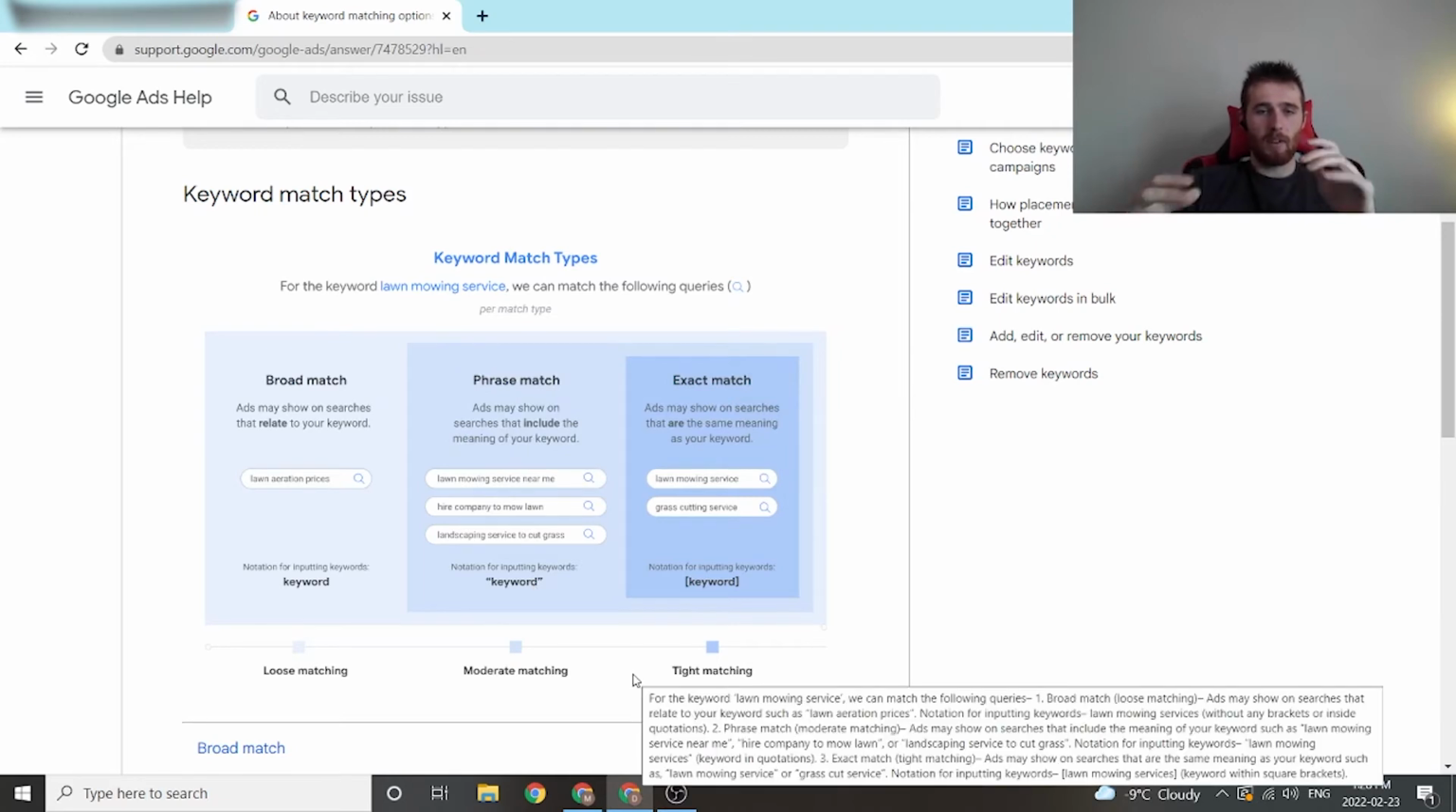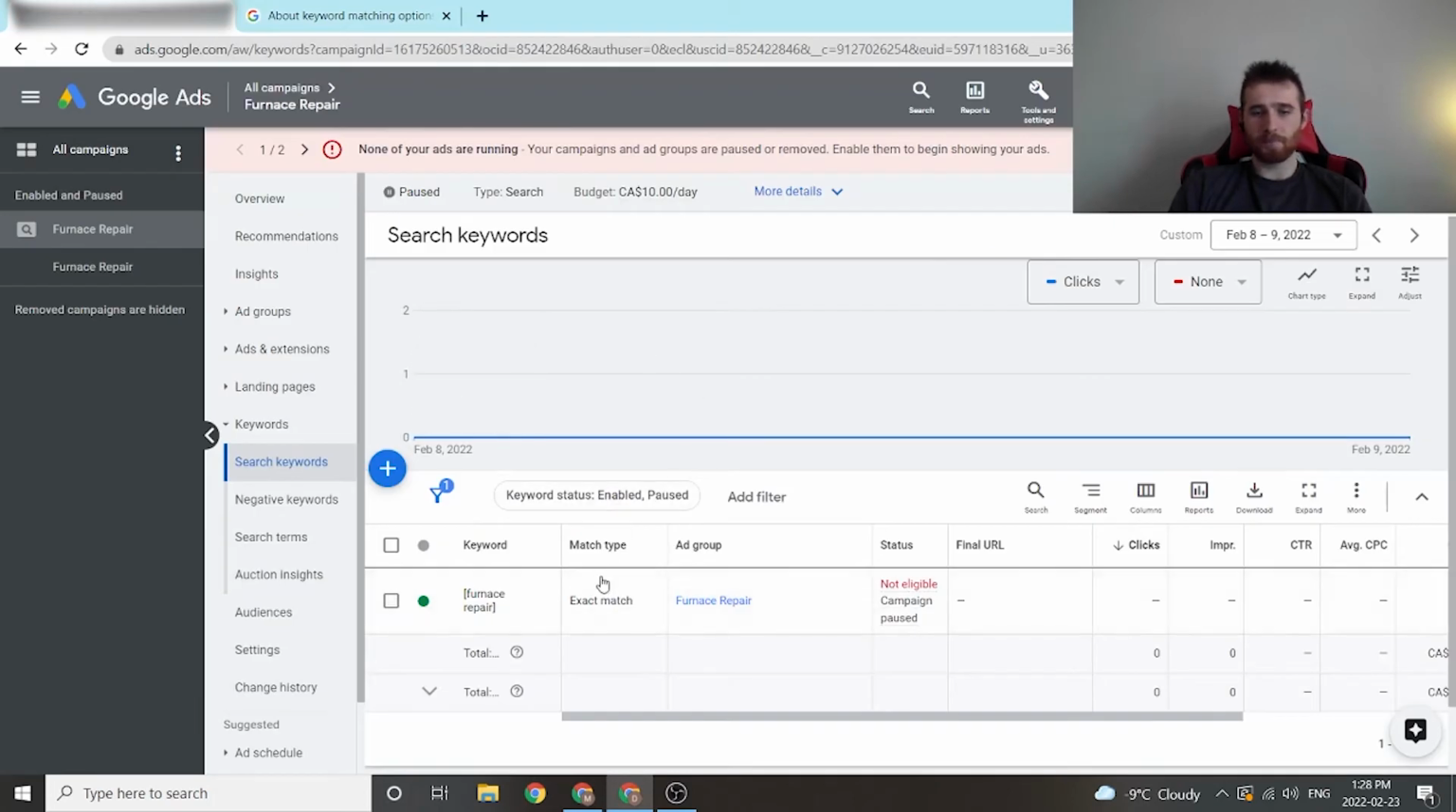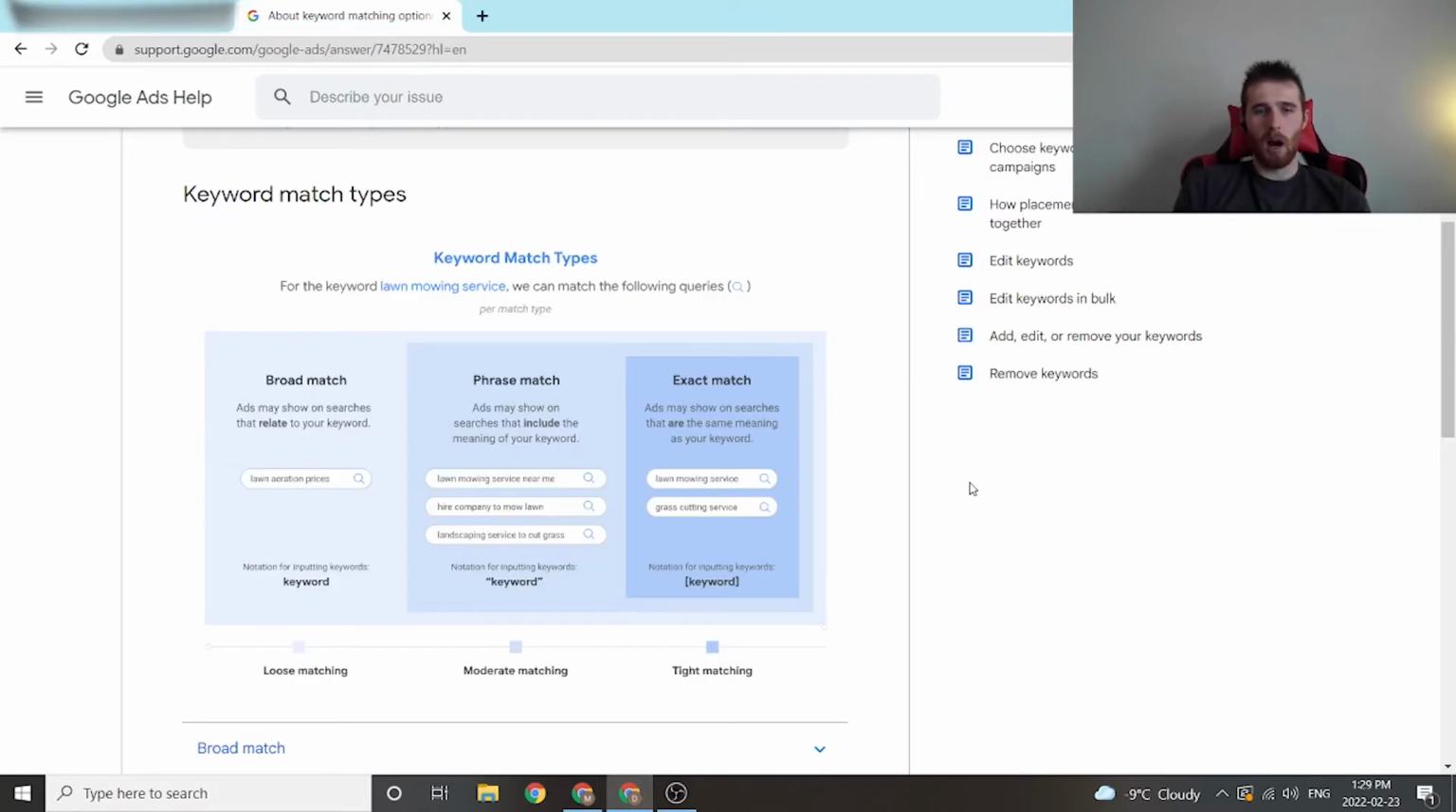For the phrase match keyword type, you need to put quotation marks around the keyword. So if we go here, you can see we'll change this to phrase match, and then it transfers to the quotation marks. I'm not good at speaking today, but oh well. And that's how you know phrase match is being applied here. Things you could pop up for in phrase match include, let's say you type in lawn mowing services near me, hire a company to mow lawn, landscaping services to cut grass. It's the same thing with furnace repair.